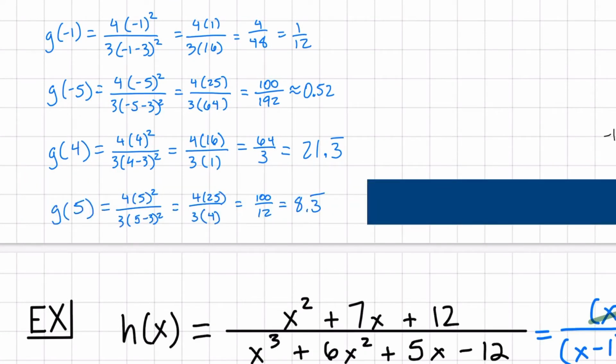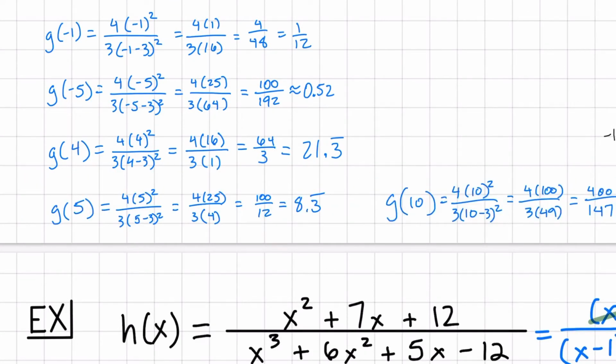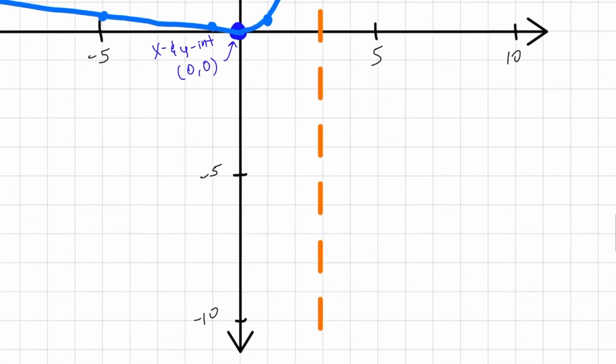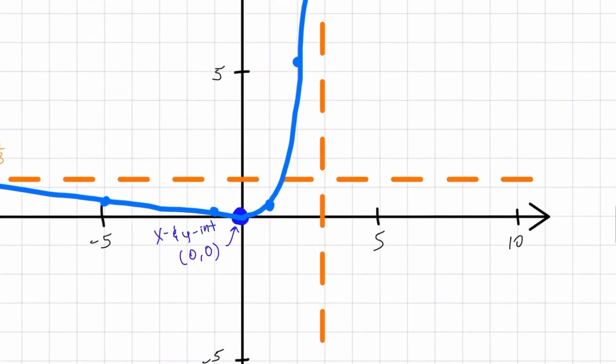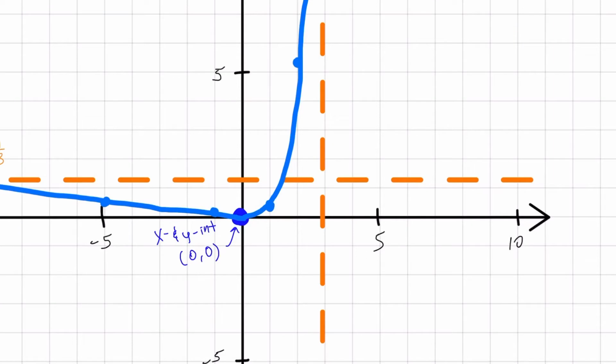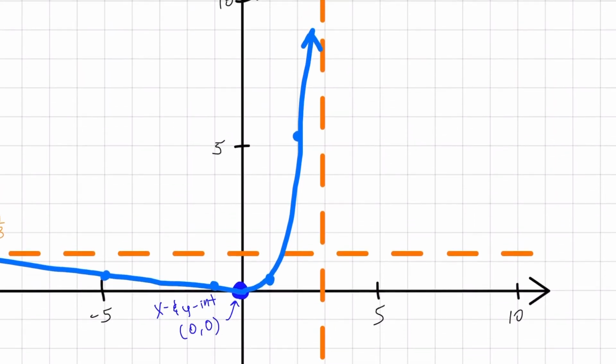So G of 5 is going to be at 8 1/3, and G of 10 is going to be a little over 2.5, 2.7. So G of 5 is going to be at 8 1/3. So here's 5, and then up there's 5, 6, 7, 8 1/3. So it's going to be about there. And then over at 10, it's at about 2.7. So over 10, 2.7. So it's going to be about right there.